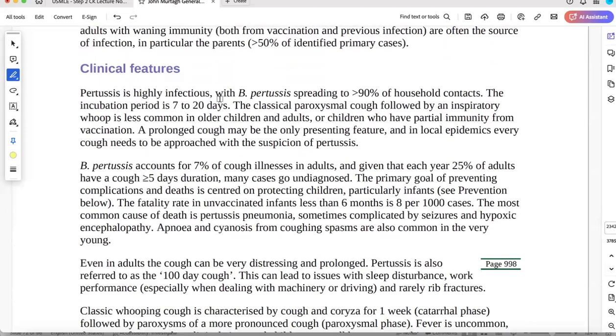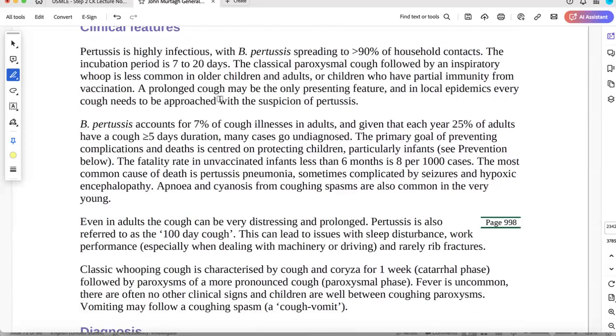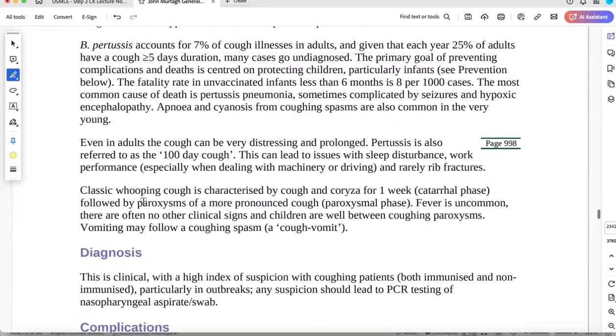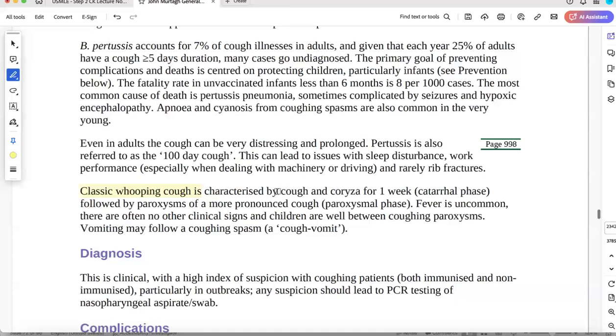So what happens is that children who get pertussis, they get a chronic cough. So the cough can persist months and months. That's why it is called 100 days cough. So initially, classic whooping cough is characterized by cough and coryza for a week. So initially the child might look like a normal flu.